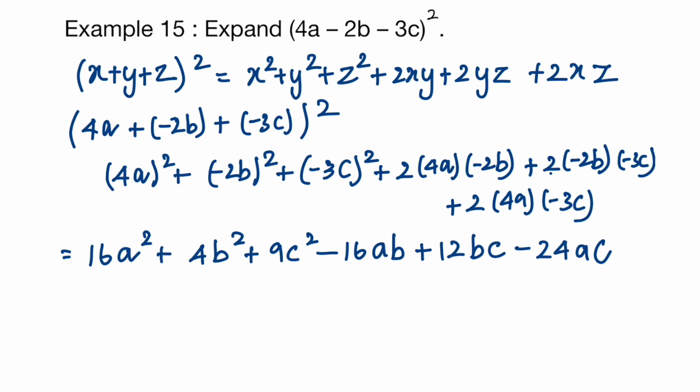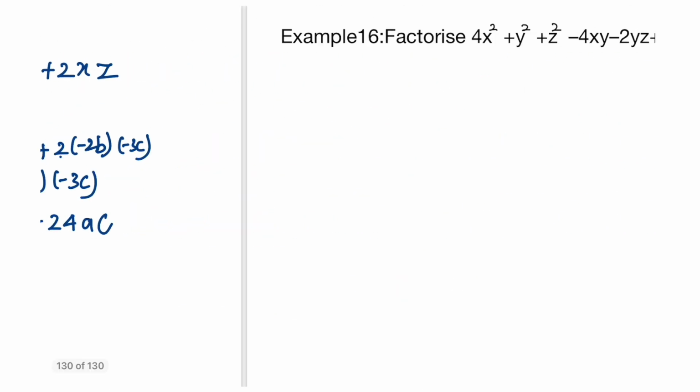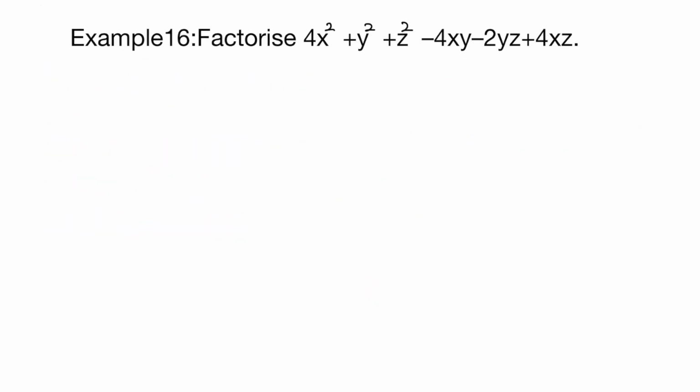Okay, you have expanded it using that formula x plus y plus z the whole square. You have just assumed that y is equal to minus 2b and z is equal to minus 3c, and you have applied that formula. Very easy, nice and simple, easy to solve. All you have to do is just remember this formula. Now moving on to the next subdivision. This is going to be the last question for this video.